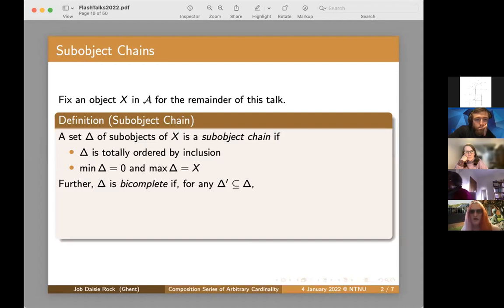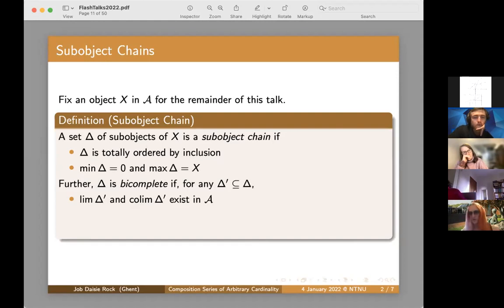And then when Eric and I were doing this, we started with just a sub-object chain, and then we said, okay, what assumptions do we need in order to make this work? And the first thing that you need is bi-complete. So you can take any totally ordered subset of this delta, and what you need is you need the limit and co-limit of that to exist in your category.